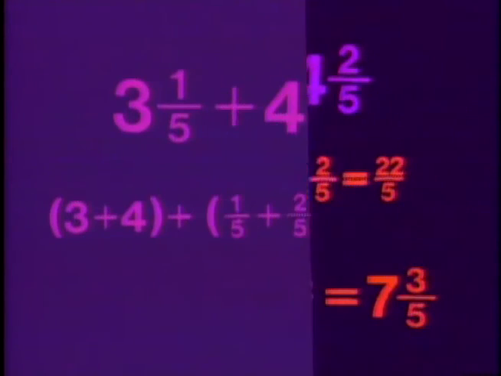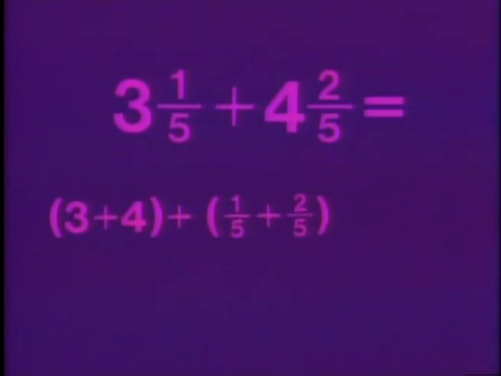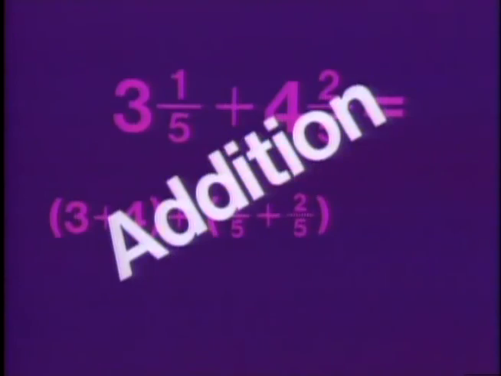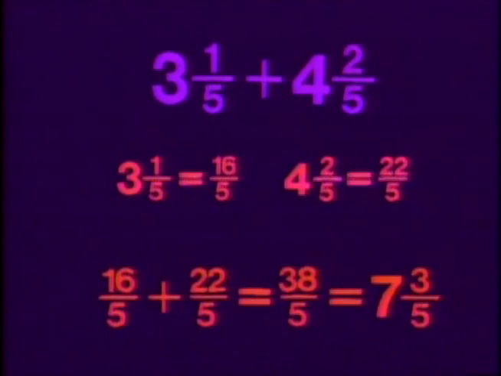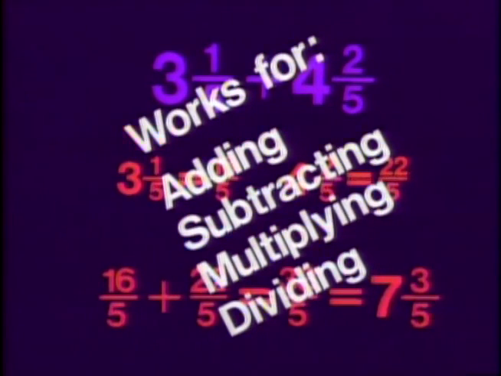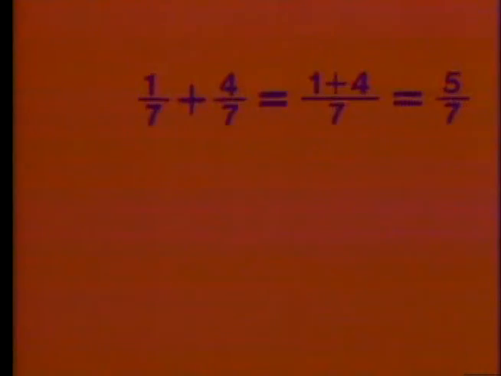The first method, working with whole numbers and fractions separately, is useful chiefly in addition. If you want a short way to add, and don't mind learning a different method for everything else, then it's fine. But if you'd rather learn a single approach that works with all the operations of arithmetic, adding, subtracting, multiplying, and dividing, stick with the second method, changing the mixed numbers to improper fractions and then using the rules for fractions. Let's review the main ideas of this tape.